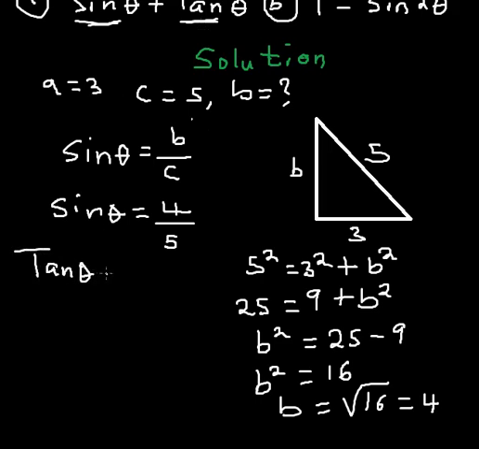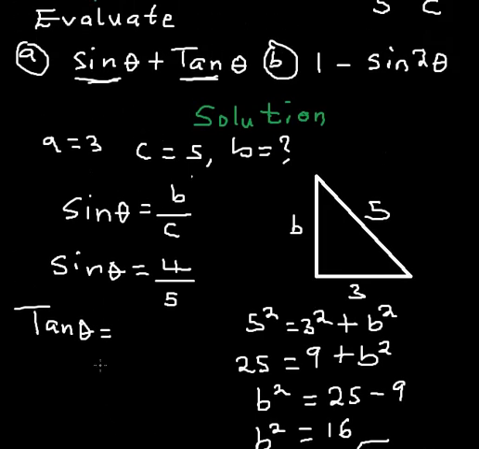Get tan theta from the formula. Tan theta is always opposite over adjacent, TOA, okay? TOA from our abbreviation: opposite all over adjacent. The opposite, we've already gotten, is 4, divided by the adjacent, which is 3.